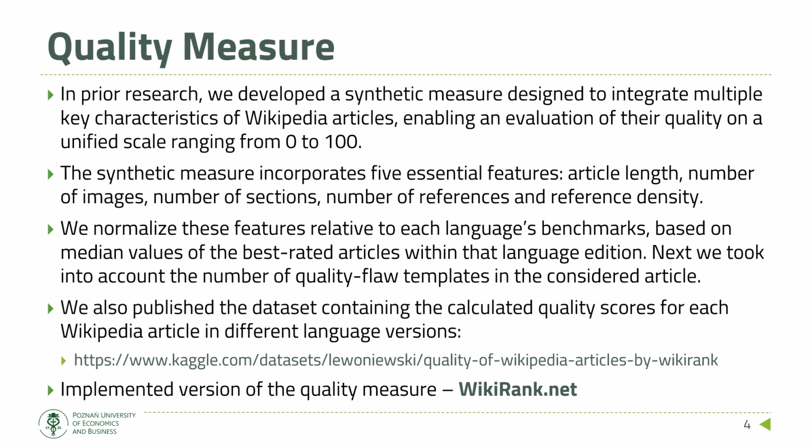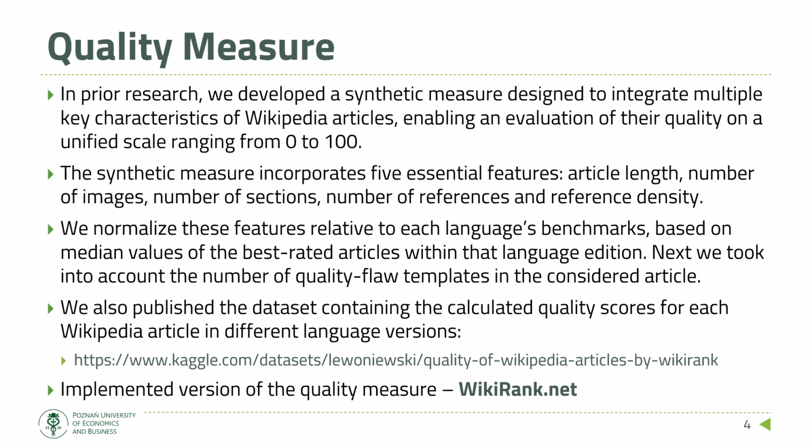Now that we know which articles are prominent, we need to ask, how good are they really? For that, we rely on a synthetic quality measure we developed in earlier work. Think of it as a 5-pillar health check, each pillar grounded in something editors already monitor: article length, number of images, number of sections, number of references, and reference density. For every article we compute each pillar, then normalize it against the median value found among that language's own best-rated articles. Scores are capped at 100, and we average the 5 normalized metrics.